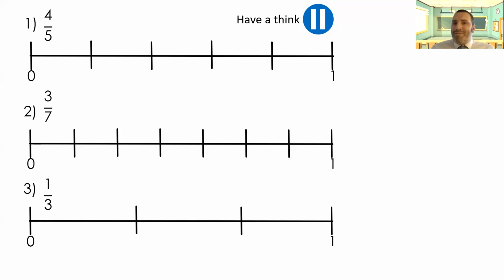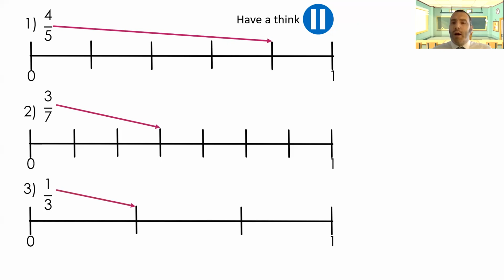Ready for some answers? Here we go. 4/5 is going to go there. 3/7 is going to go there. And 1/3 will go there. So if we look at the parts these are split into, number 1 is split into 5 equal parts. So we're going to find the 4th equal part, the end of that 4th part. Same for 2, it's 3 out of the 7 equal parts. And 3 is 1 out of the 3 equal parts. It's quite easy to get yourself in a muddle because I've just done it myself. So we need to remember when we're looking at fractions, we concentrate on what the denominator is showing us first and then look at the numerator.